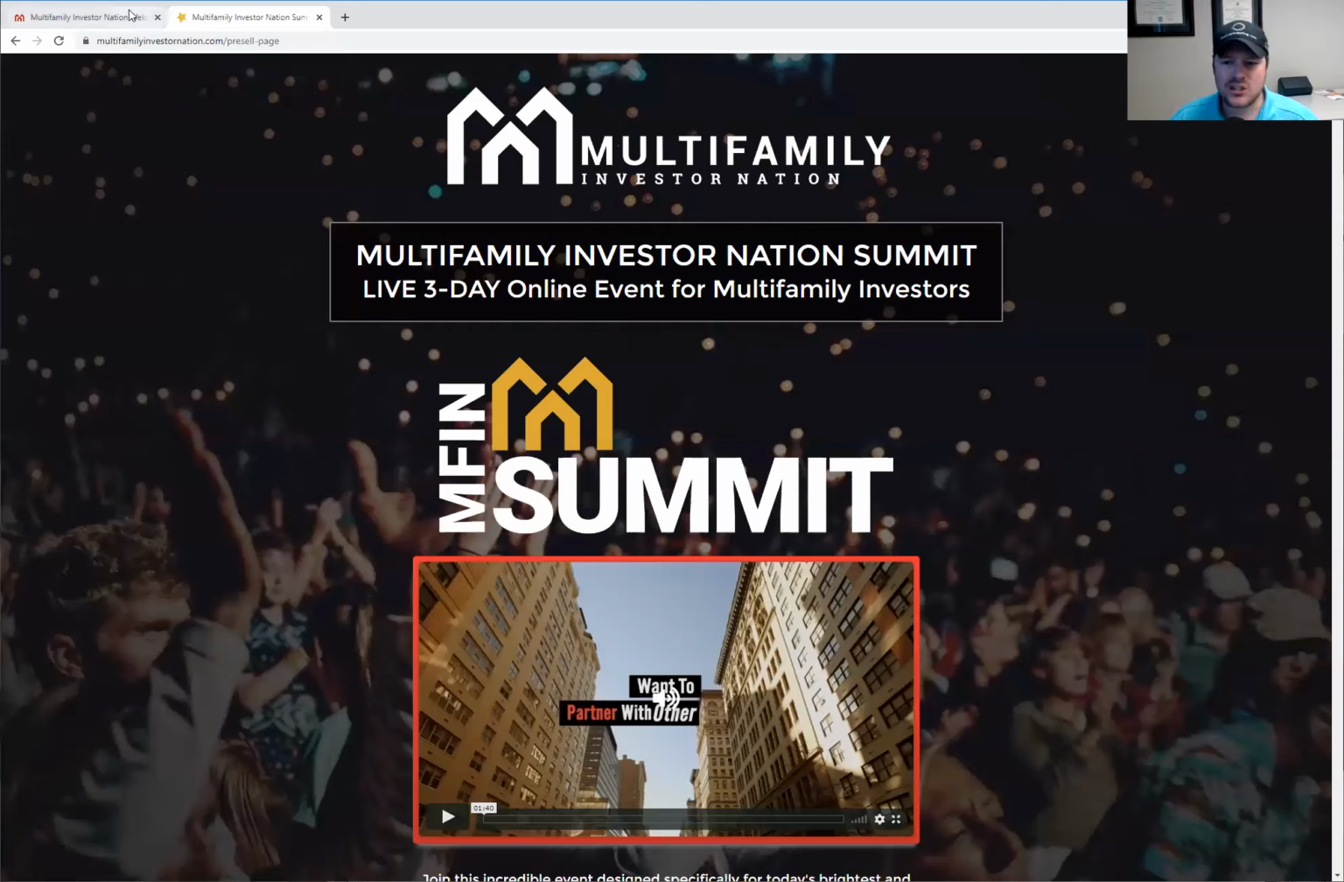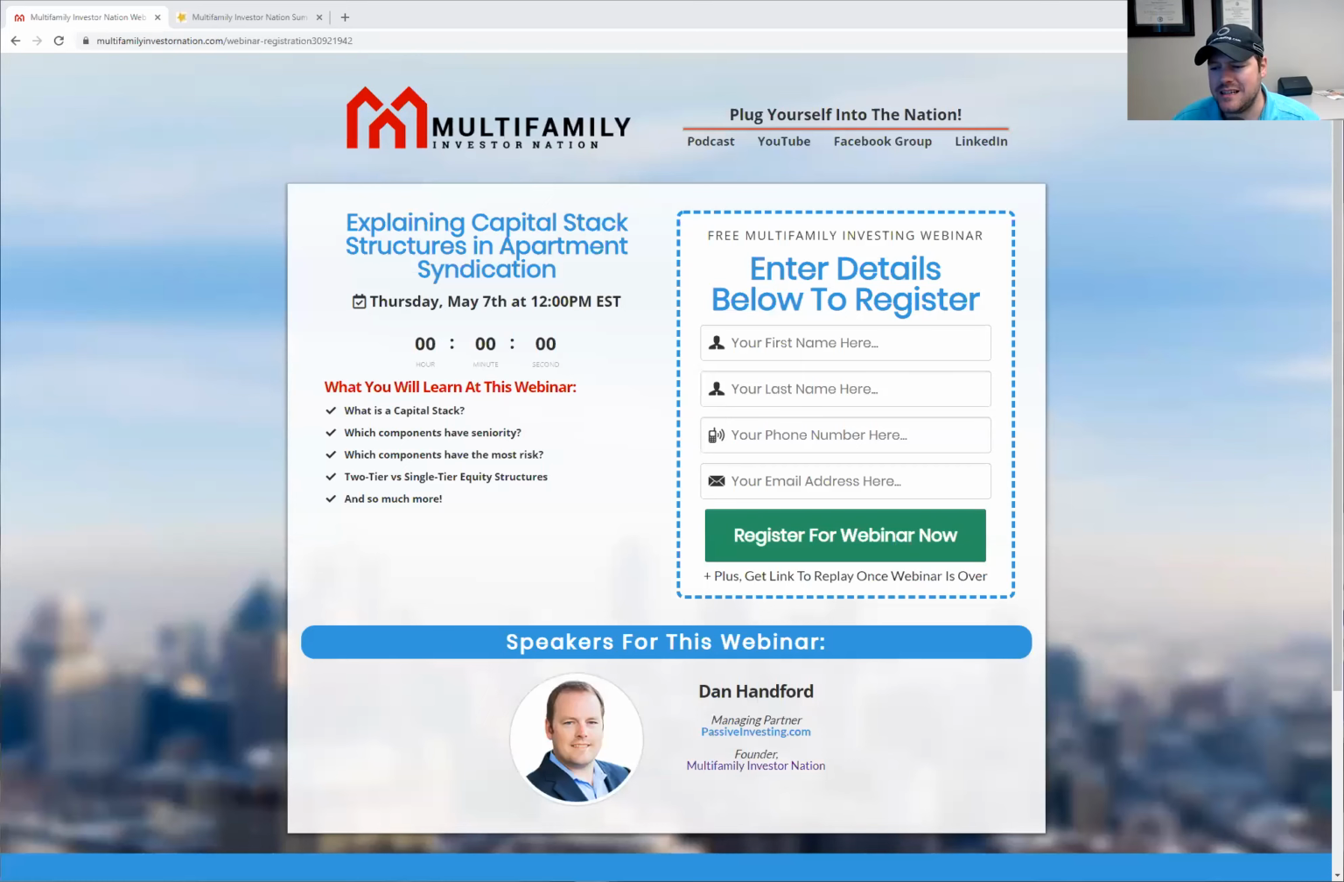So let's go ahead and get started talking about what a capital stack is. As I go through this, I want to share my screen with you with the different actual capital stack structures so you can see what this is.